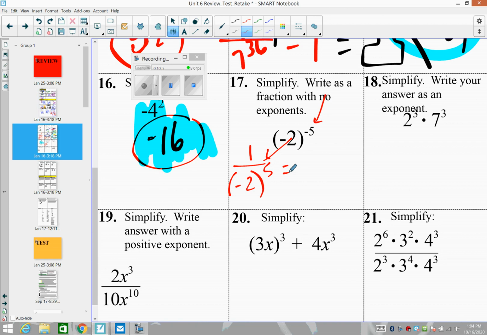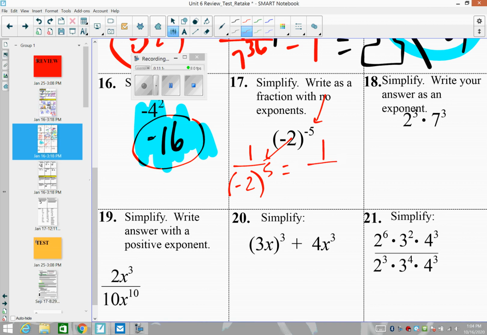We're going to have to write that out. That's 1 over negative 2 times negative 2 times negative 2 times negative 2 times negative 2. Check it out. So that's 4 times 4 is 16 times negative 2 is negative 32. I'm just doing that in my head there. You're welcome to use your calculator to help support you on that if you need.